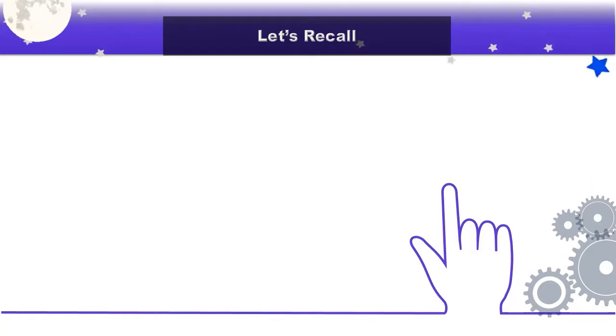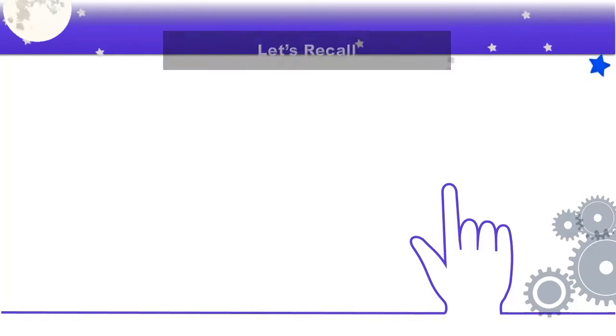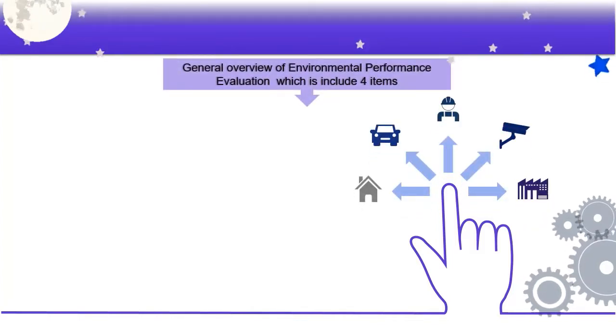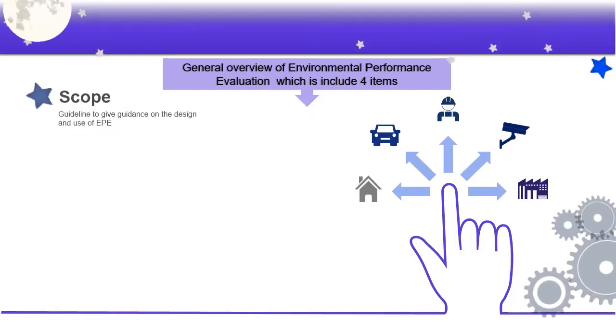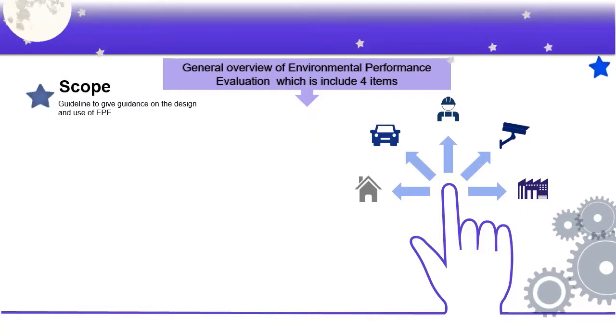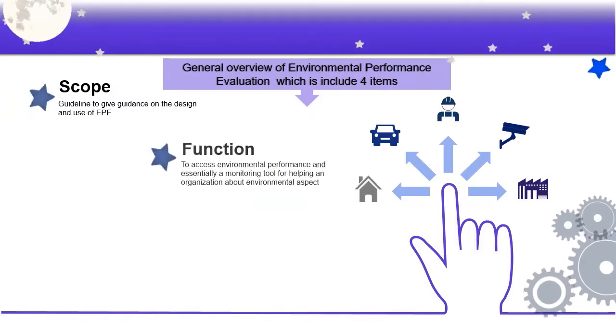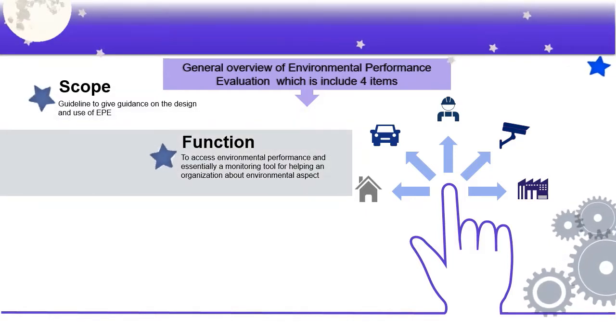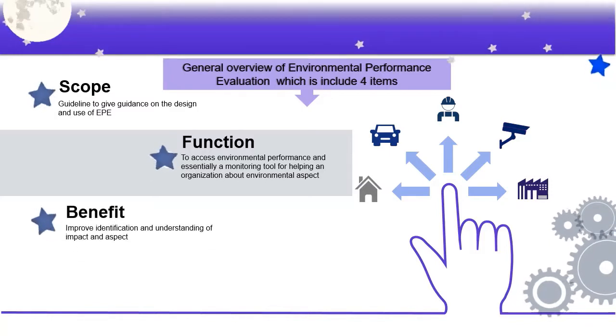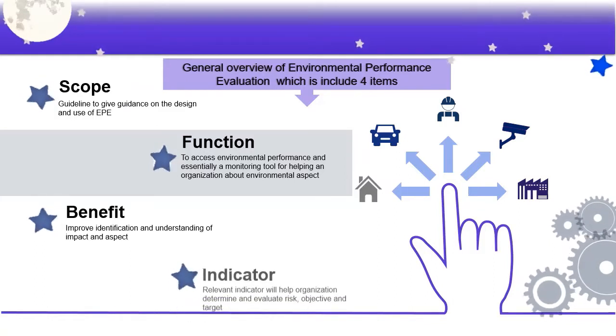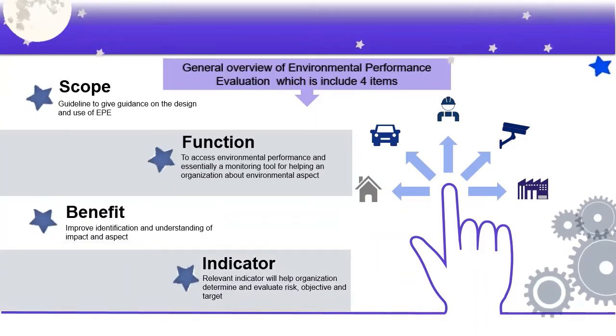Before we start, let's recall what we have learned in the previous video. Do you remember? We discussed the general overview of Environmental Performance Evaluation (EPE), which includes 4 items: scope, the guideline to give guidance on the design and use of EPE; function, to assess environmental performance and essentially a monitoring tool for helping an organization with environmental aspect benefit, improved identification and understanding of impact and aspect; and lastly, indicator. The relevant indicator will help the organization determine and evaluate risk, objective, and target.